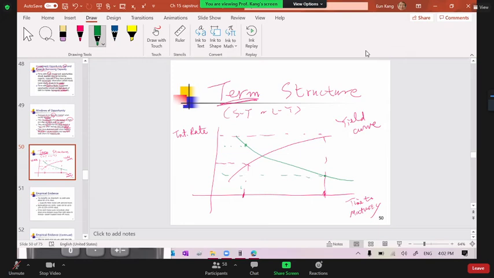Then that is non-normal, right? Then why do you think the yield curve would be like this? What do you think is the main cause of yield curve behavior? What's your guess? Actually, to save time, the main reason is inflation.